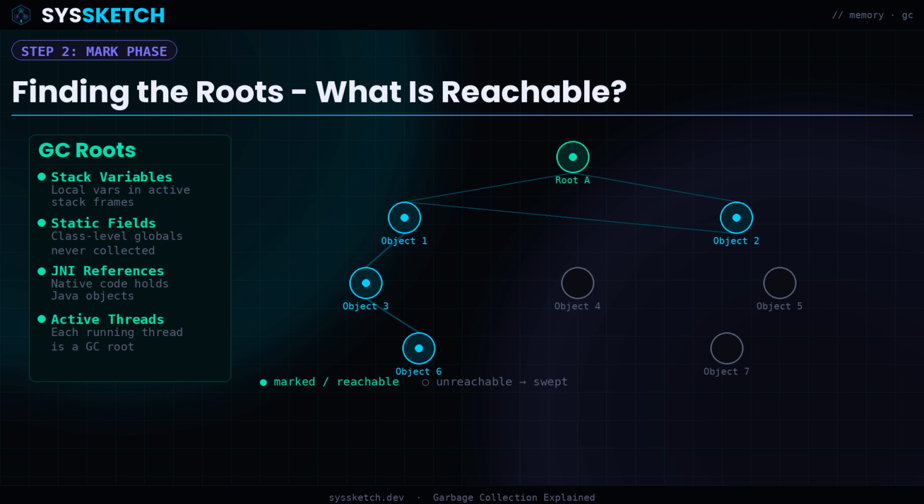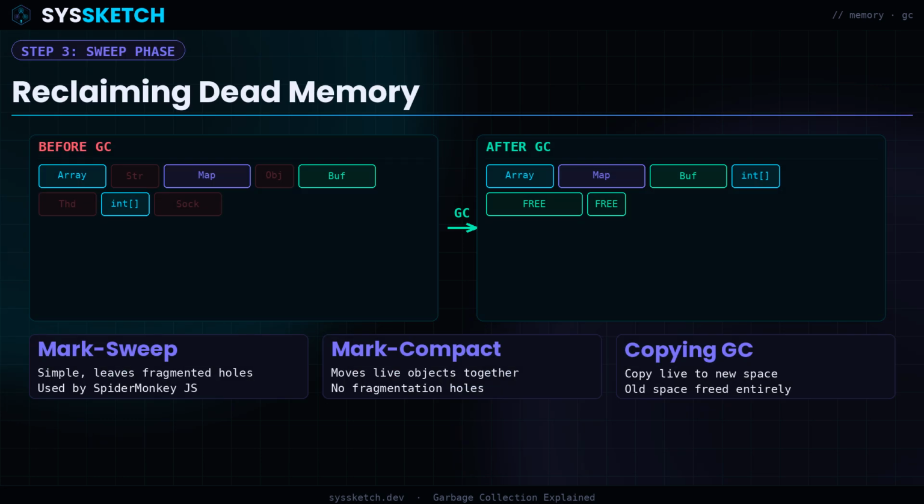Once marking is complete, the collector knows exactly which objects are alive and which are garbage. The sweep phase reclaims the dead ones. In the simplest approach, mark sweep, the collector scans through the heap and frees every block that was not marked live. Fast to implement, but it leaves holes where dead objects used to be. If those holes are smaller than your next allocation, you get fragmentation. Memory is technically free but practically unusable.